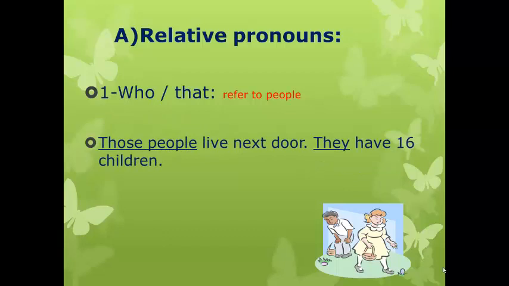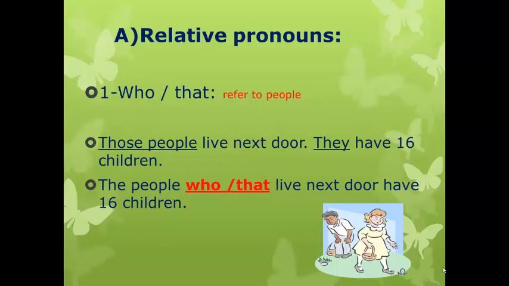Why do we use relative pronouns? To join two sentences to make one complex, meaningful sentence. We have two sentences. Those people live next door. Full stop. The second sentence: They have 16 children. Oh my God. Okay, we have two different sentences. We are going to join them to make one sentence. We use a relative pronoun.